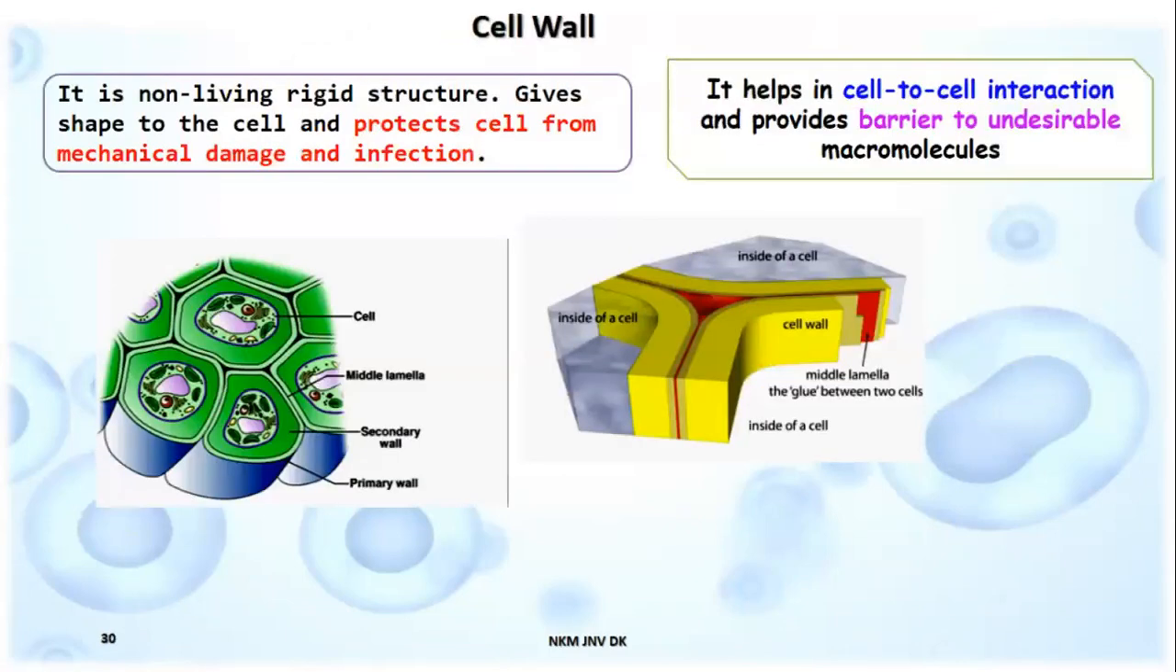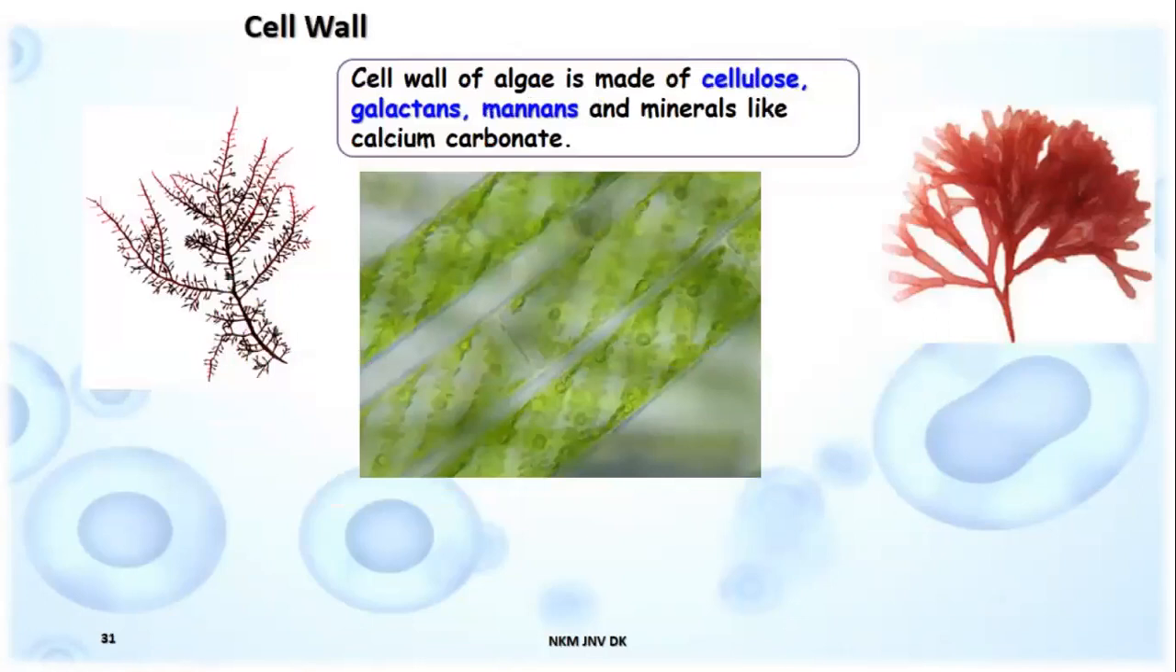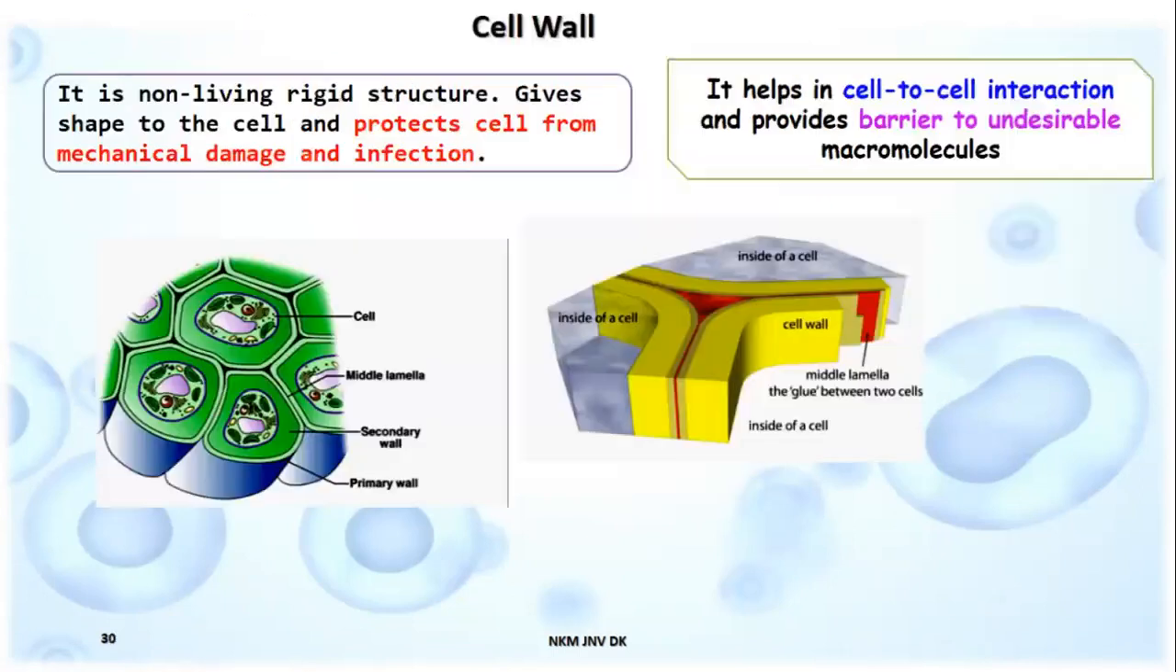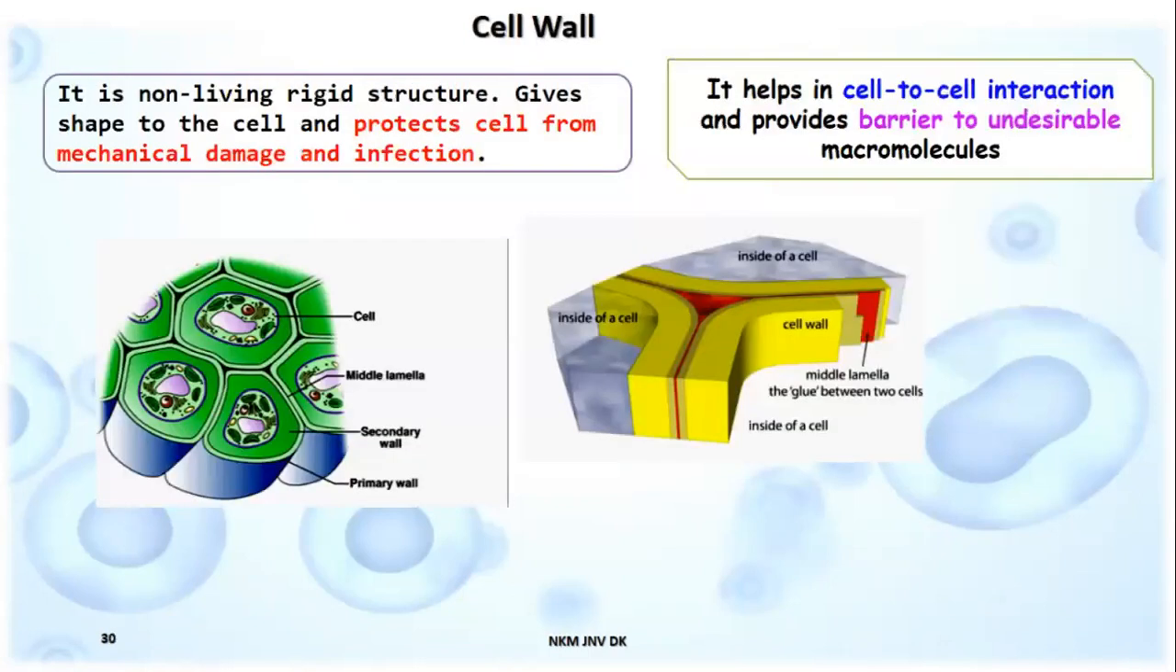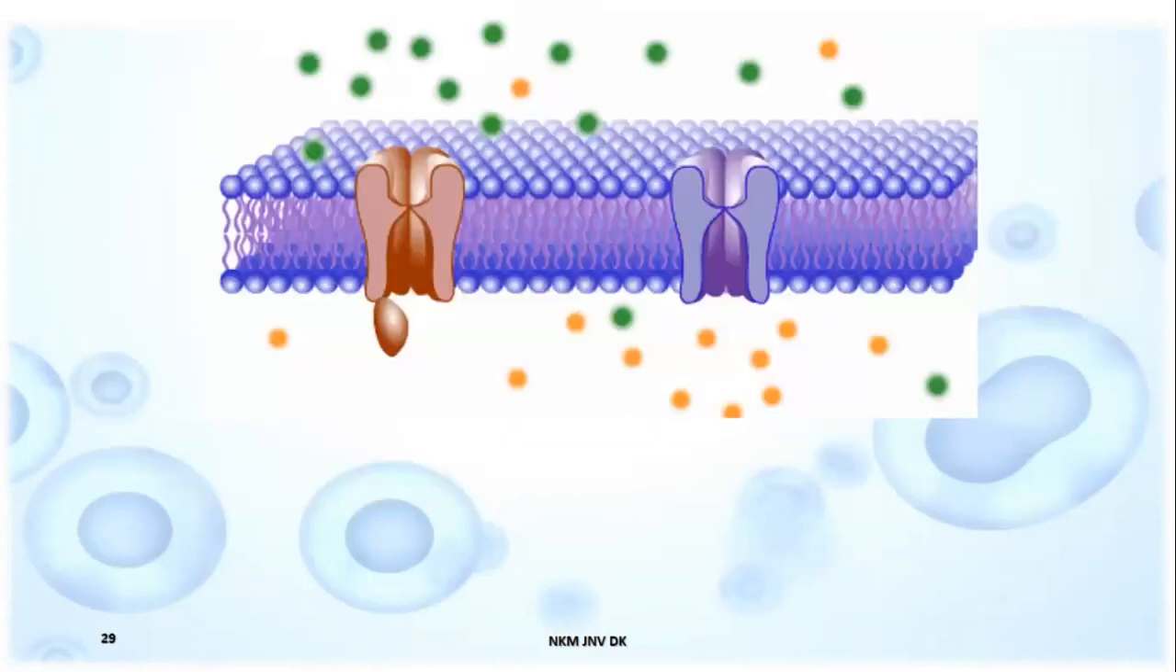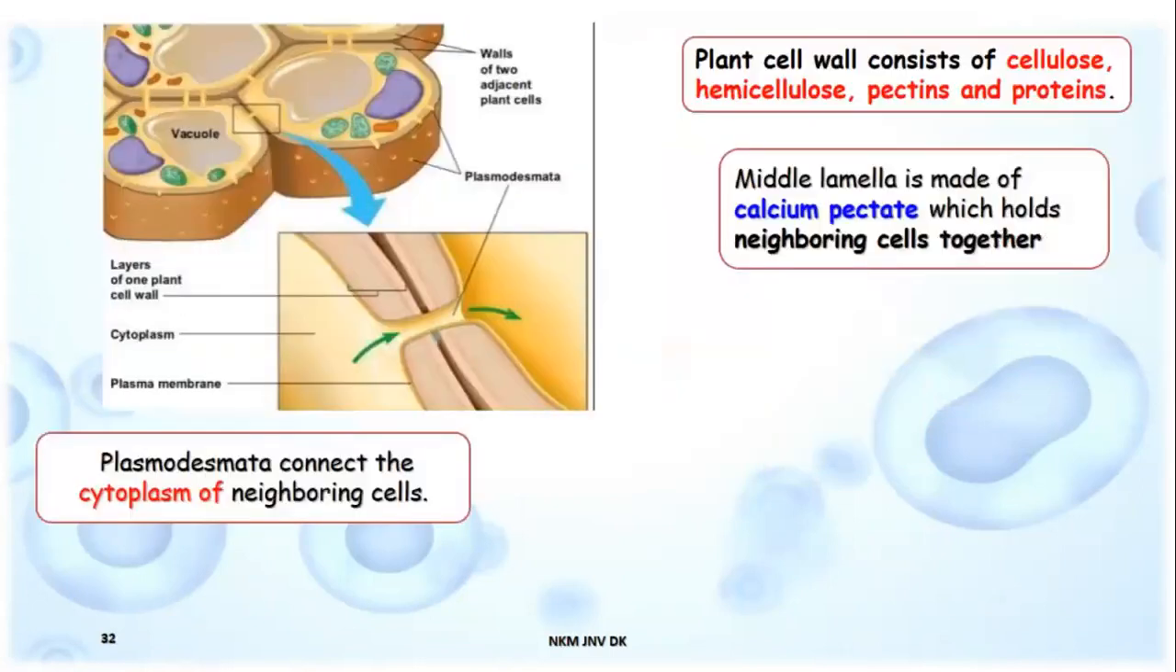The cell wall is a non-living rigid structure giving shape to the cells and protecting them from mechanical damage and infection. It helps cell-to-cell interaction and provides a barrier to undesirable molecules. The cell wall of algae is made of cellulose, galactans, mannans, and minerals like calcium carbonate. The middle lamella is made of calcium pectate, which holds neighboring cells together.